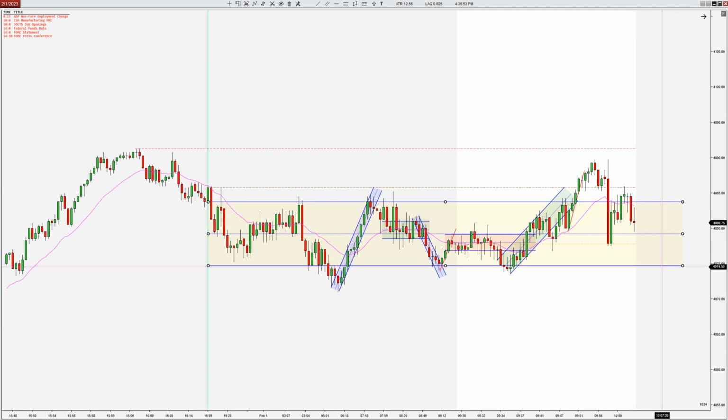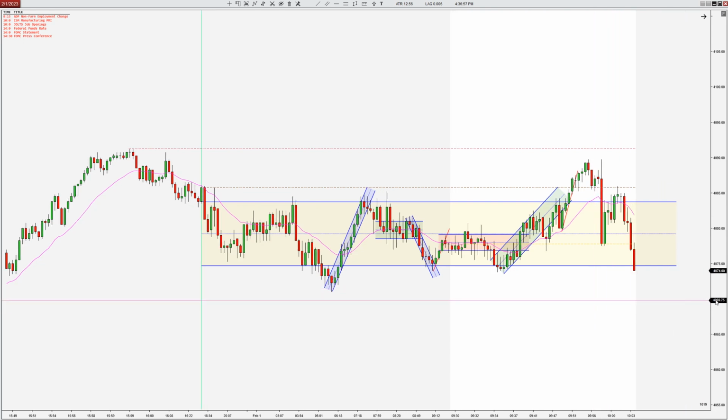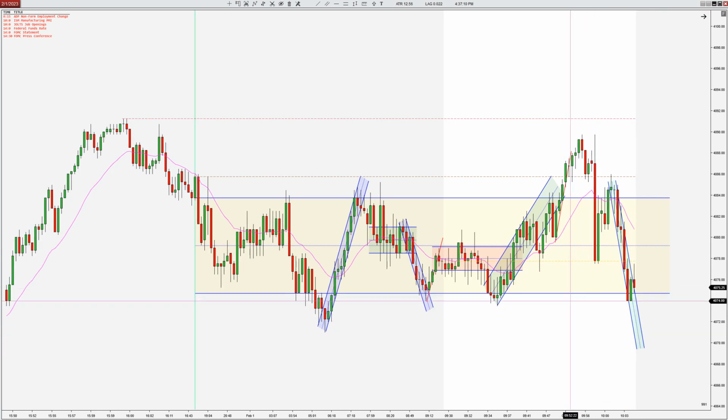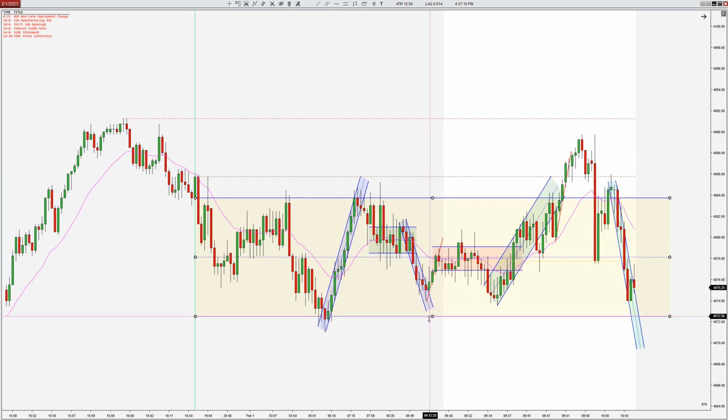Drop back into the range. Now we've got a micro trend that's working fairly decent down to the lows. Bouncing at those lows. Notice this support's pretty much holding, so we know that this is the right one versus this.